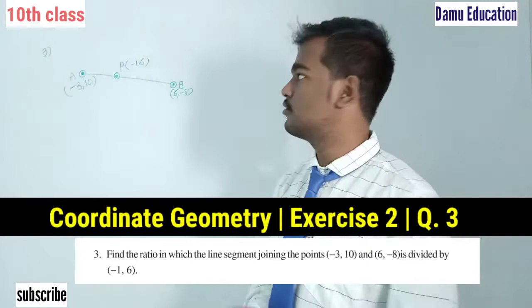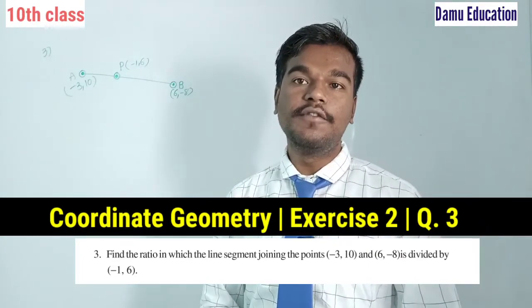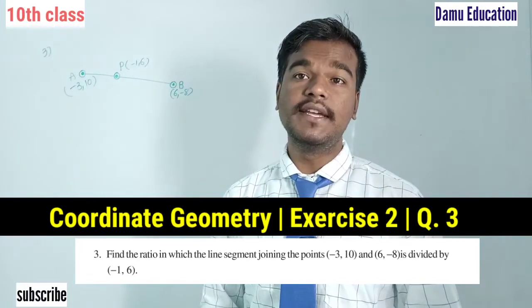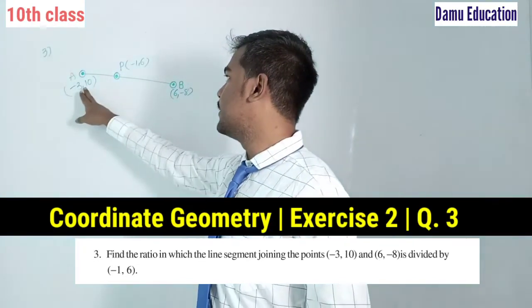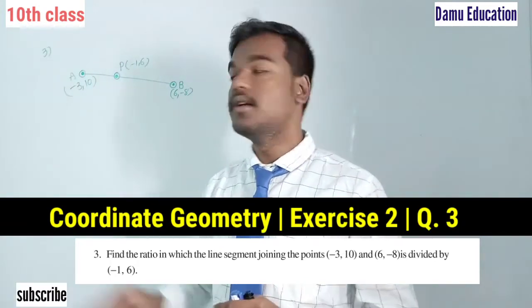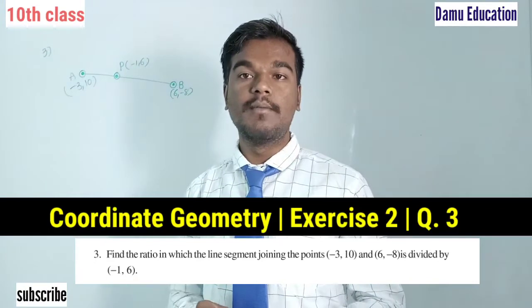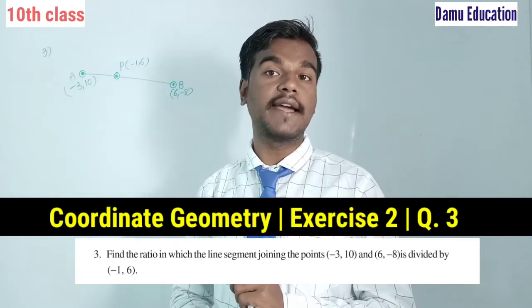In this module, we are going to discuss our third question. What they are asking here is, we need to find the ratio in which the line joining two points, minus 3 comma 10 and 6 comma minus 8, is divided by point B, that is minus 1 comma 6. We have to calculate what ratio it is going to divide.